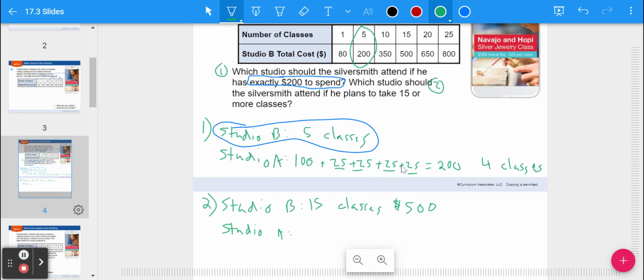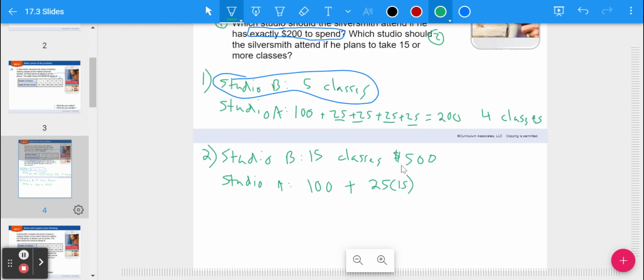Now, if I do $100, that's my starting fee, plus it's 25 per class, so 25 times 15. Instead of adding 25 15 times, I can just do 25 times 15. I'm going to grab a calculator or write this out, and 25 times 15 gets me $375. So that's 100 plus 375, which is $475 for 15 classes. So in that case, I would take Studio A because it's less money.